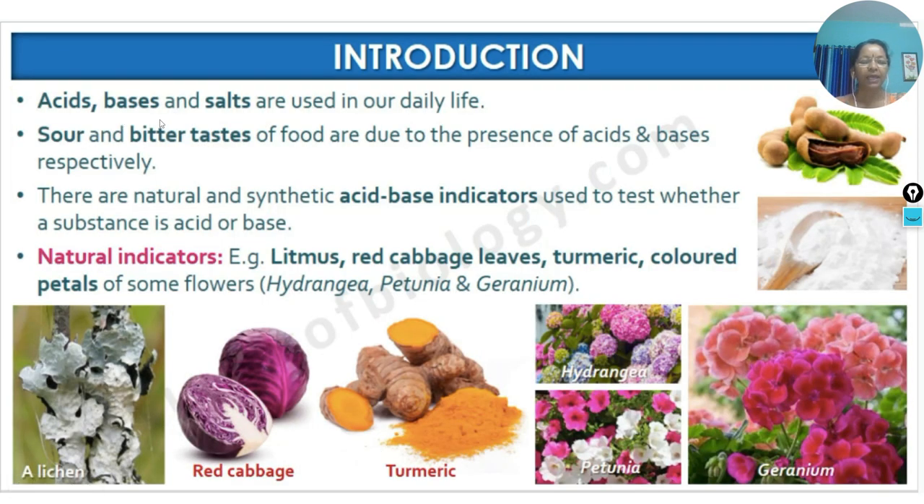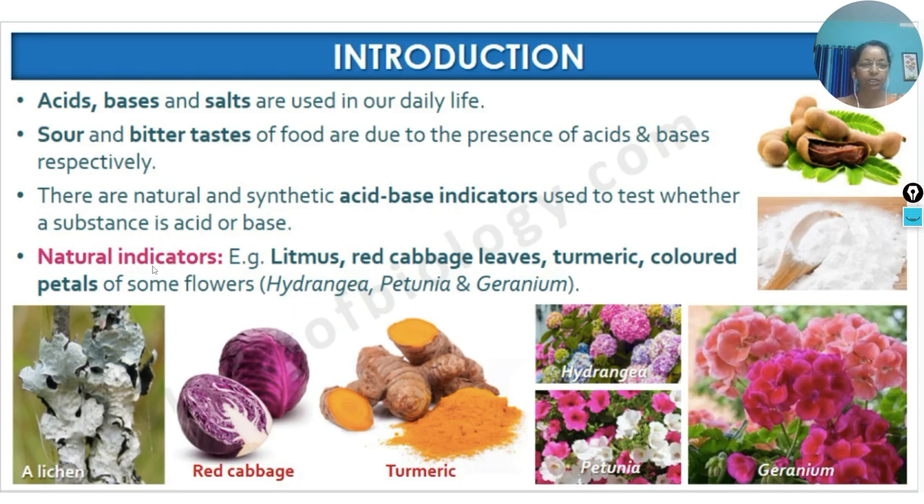Acids, bases and salts, we know, are used in our daily life. Acids are sour in taste, whereas bases are bitter in taste. Then there are natural and synthetic acid-base indicators used to test whether a substance is an acid or a base. If you want to know whether a substance is acid or base, we can use the help of indicators. They are called acid-base indicators. There are a few natural indicators, and of course there are artificial or chemical indicators also.